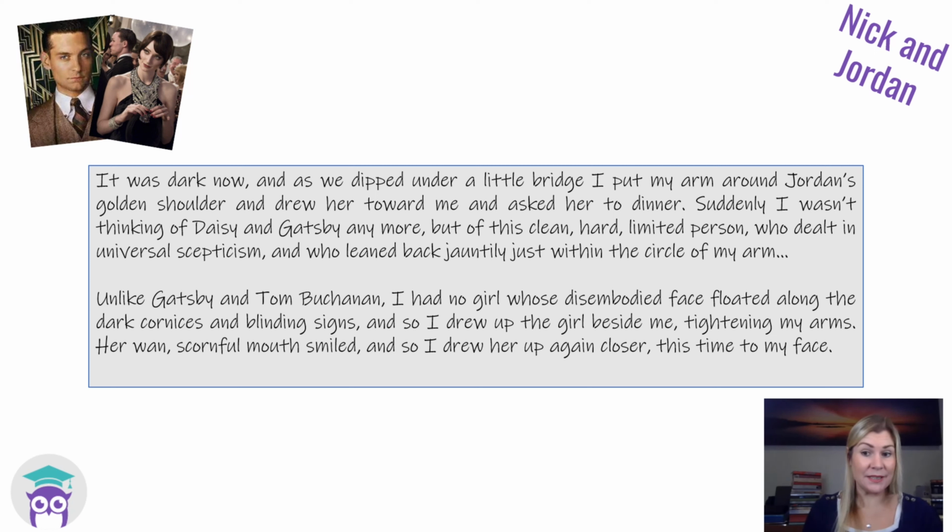He continues this line of thought by admitting that unlike Gatsby and Tom, he had no girl whose disembodied face floated along the dark cornices and blinding signs. So he's basically saying he doesn't have an obsession. He doesn't have a dream in the form of a woman. So Jordan will do. He tightens his arms around her. Her one scornful mouth smiled. Again, this idea about her scornful mouth. She's hard, she's limited, she's scornful. She can't be hurt in Nick's view. And so he draws her closer.